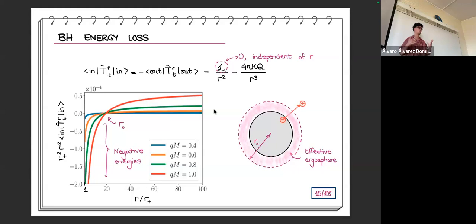Okay? So remember, quantum superradiance is basically a loss of energy from the black hole and a loss of charge, a discharge of the black hole. Okay, and this is just a proof of it.